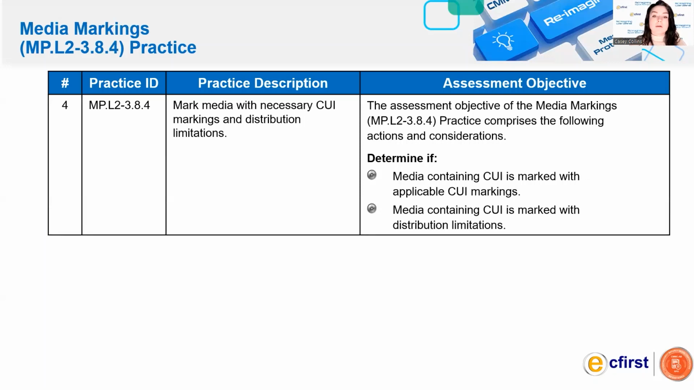Media markings. Mark media with necessary CUI markings and distribution limitations. So quickly being able to identify what has CUI being stored on it and what doesn't, and where and when it can be distributed and when it cannot. Determine if media containing CUI is marked with applicable CUI markings. Media containing CUI is marked with distribution limitations.